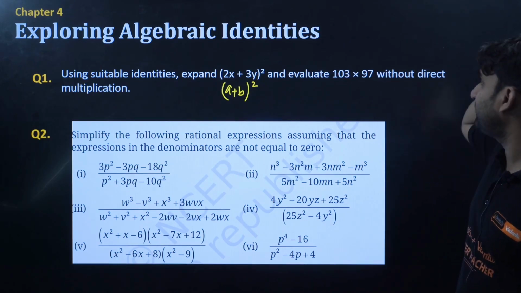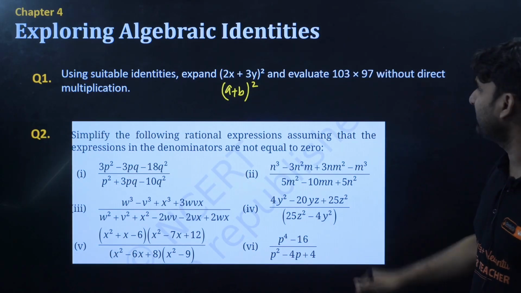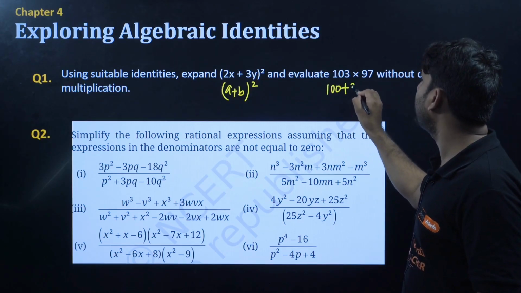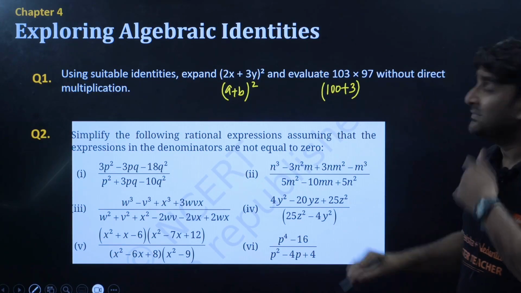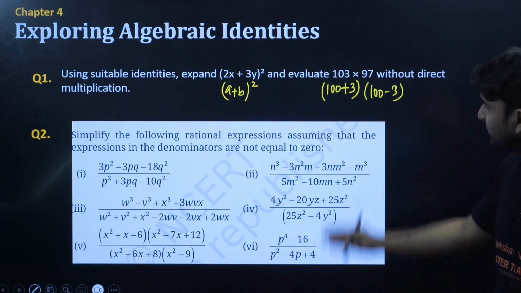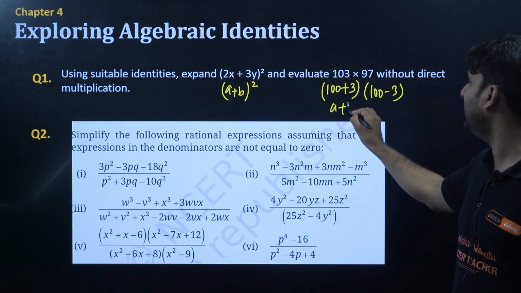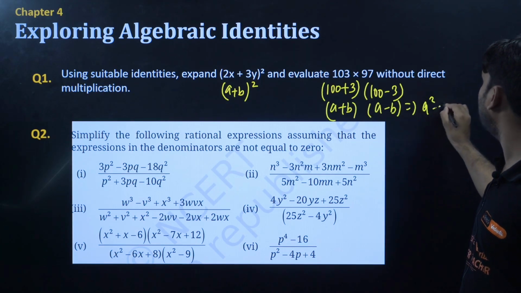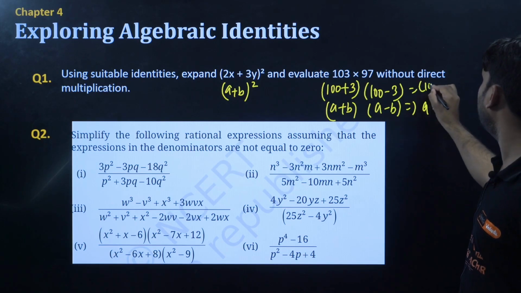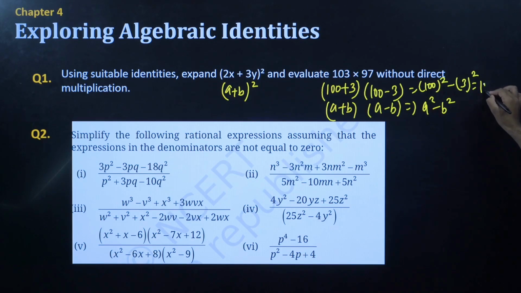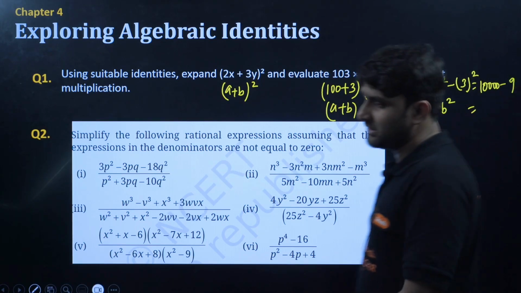Evaluate 103 into 97. We can write 103 as 100 plus 3, agree? And 97 can be written as 100 minus 3. Clear, everyone? So this is the identity (a plus b)(a minus b), and we have the identity a square minus b square. So this will be 100 square minus 3 square. 100 square means 10,000 will come, minus 3 square, 9.